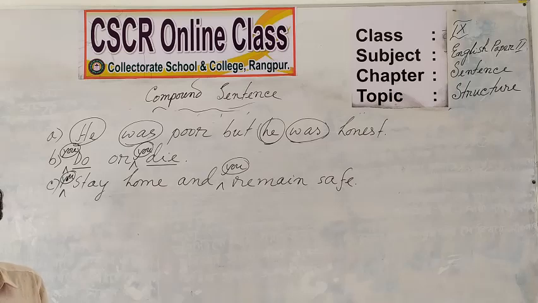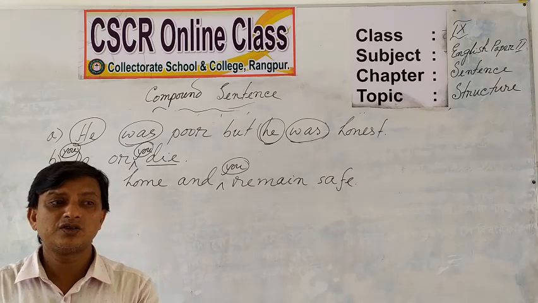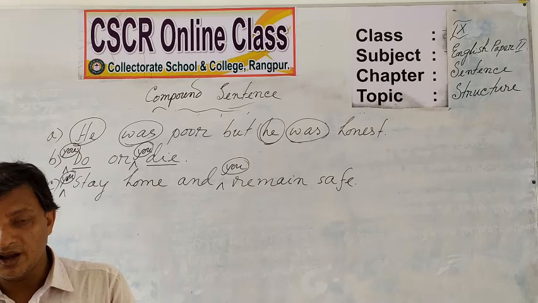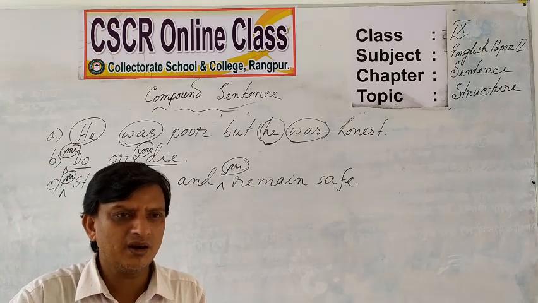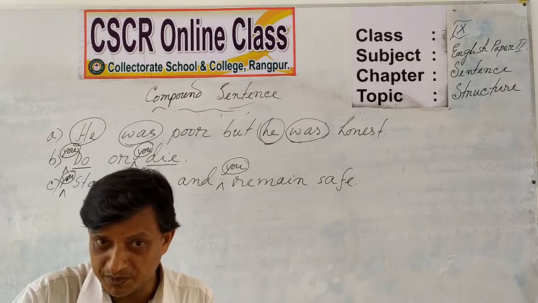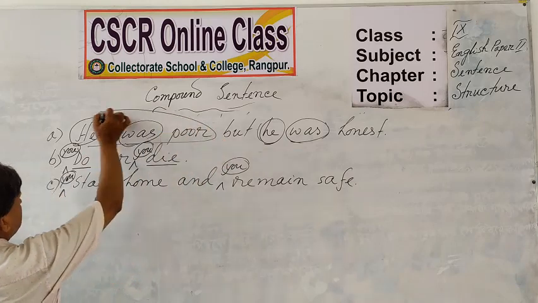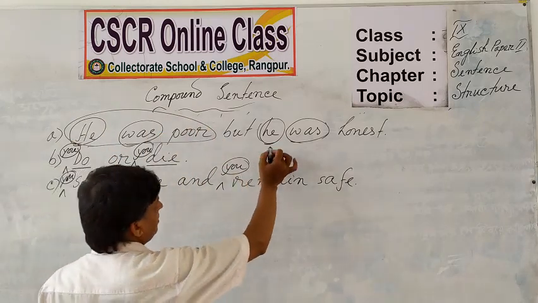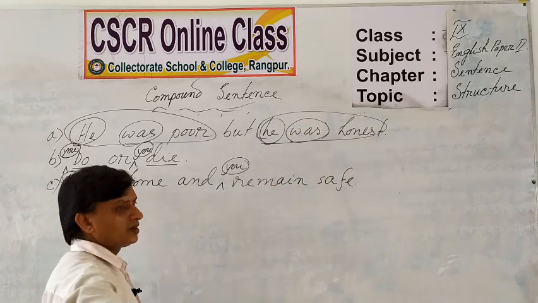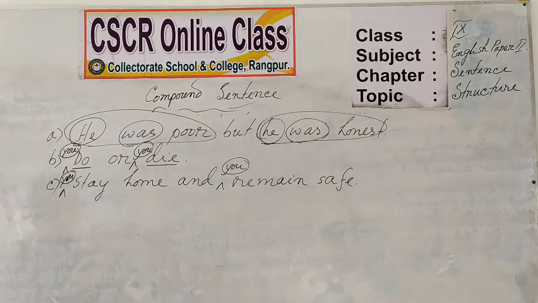Dear students, you should remember that in a complex sentence there are two parts, and of the two parts one part is principal, another part is subordinate. But in a compound sentence what is the case? He was poor, one part, another part, he was honest. If we separate the parts, they can independently express their own meaning. He was poor is a complete sentence. He was honest is also a complete sentence.